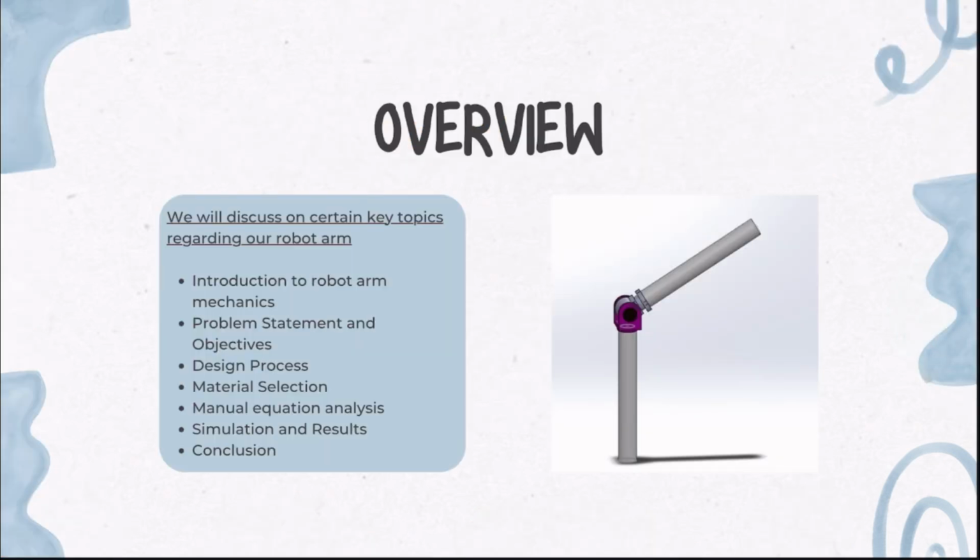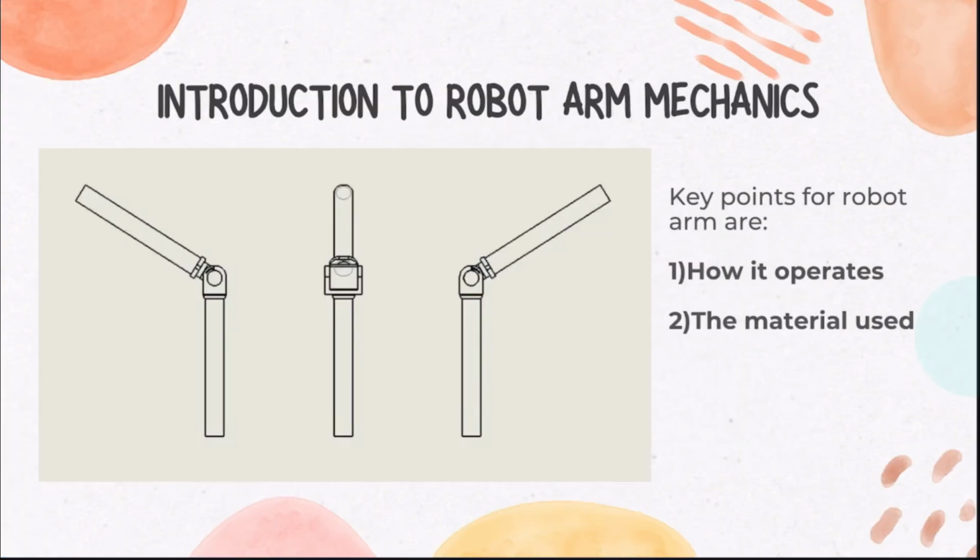So for the overview, we will discuss certain key topics regarding our robot arm, which are the introduction, problem statement, objective, design process, material selection, manual equation analysis, and also simulation and results, and lastly, the conclusion. Two of the most important key points for a robotic arm are, the first one is how it operates, and the second one is the material used.